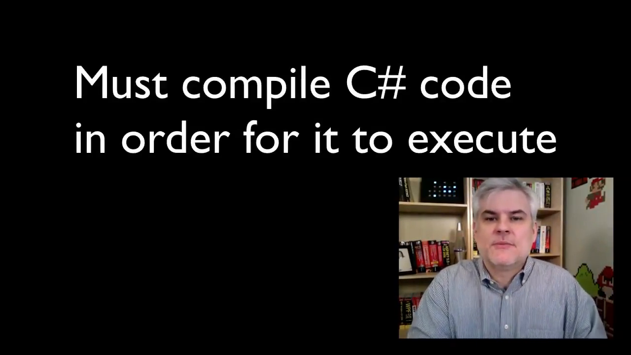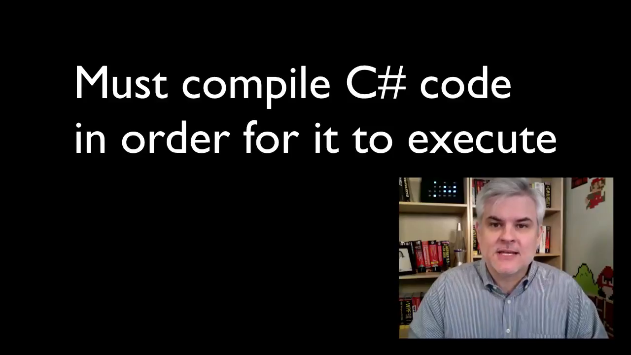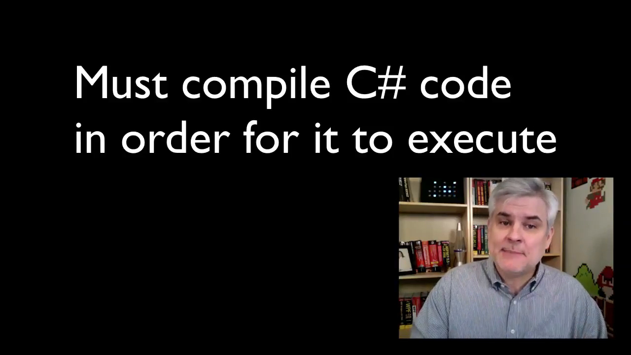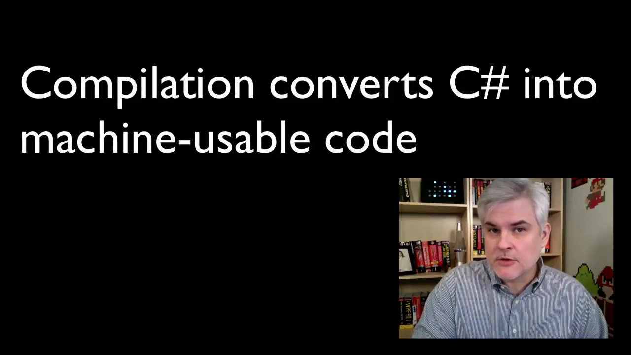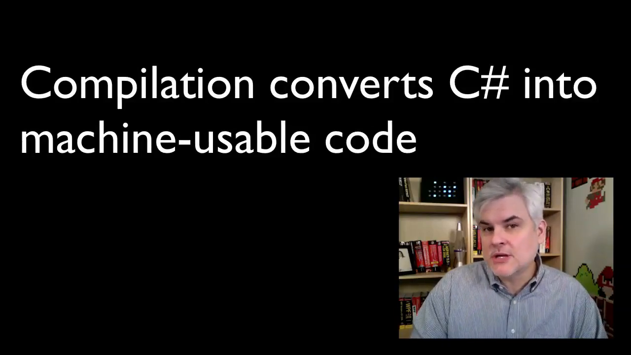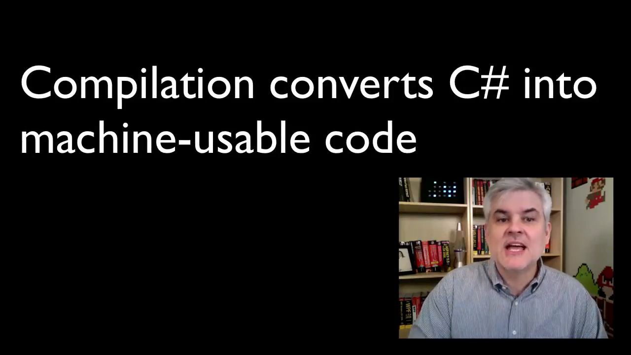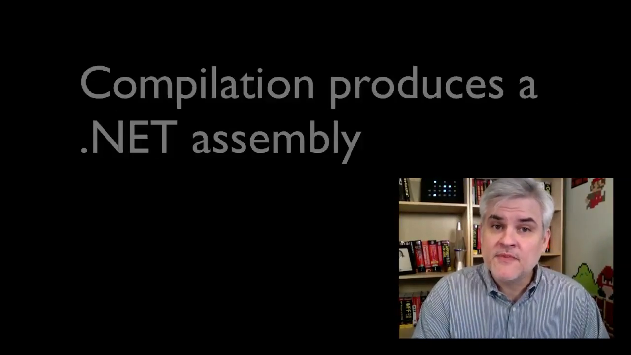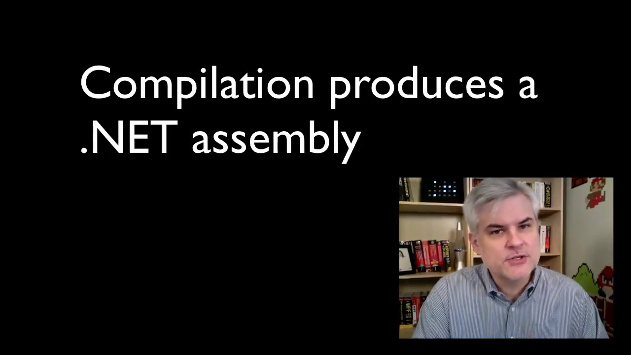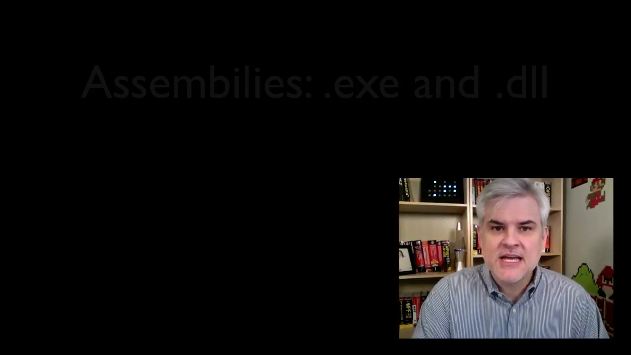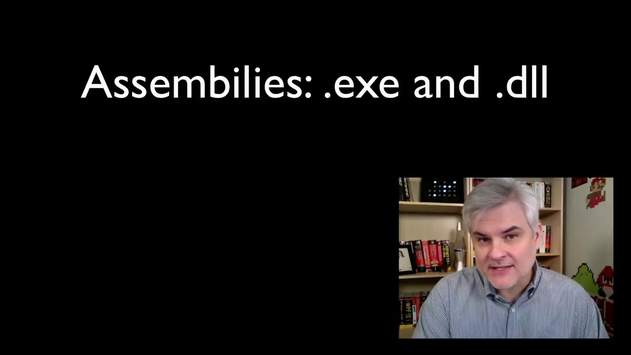When you write C# code, in order for that code to actually execute and do something, it has to be compiled. There's a process called compilation that converts your human-readable C# code into machine-readable code, I guess you could say. The end result of compilation is a file that's called an assembly. And there are two flavors of an assembly: exe files and DLL files.